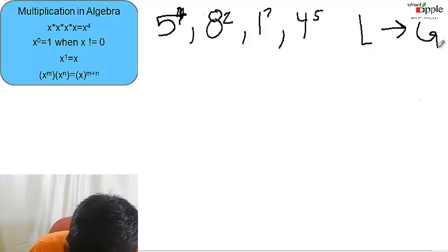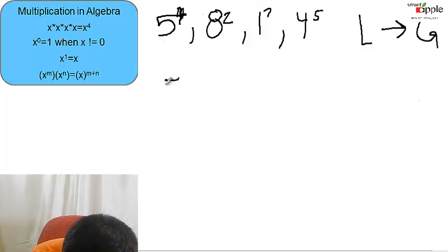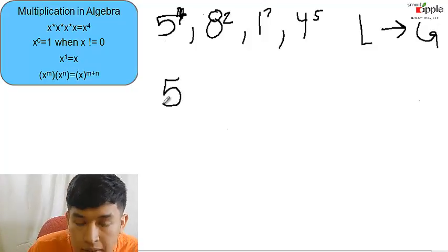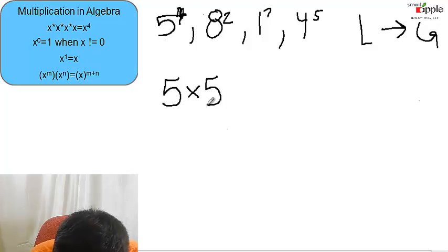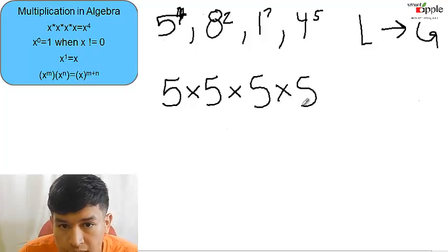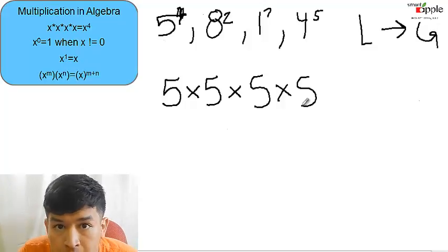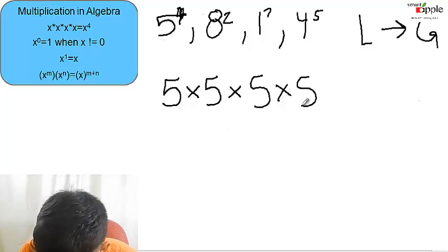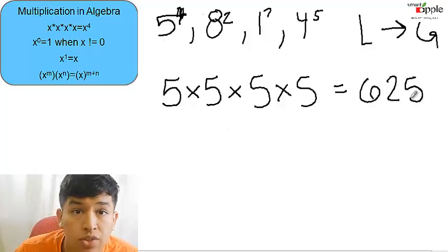So let's start with 5 to the 4th power and how you're going to solve exponents. If you don't know, exponents are simply 5 times how many other 5s the exponent has. So 5 to the 4th power, that means we're going to multiply 5 by 4 5s: 5 times 5 times 5 times 5. That's another way to write an exponent. So 5 to the 4th is equal to 5 times 5 times 5 times 5, and this equals, if you put it in the calculator, 625. And you're going to do the same thing with every exponent.